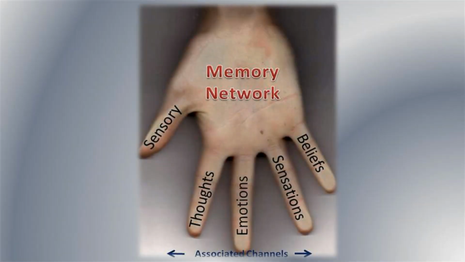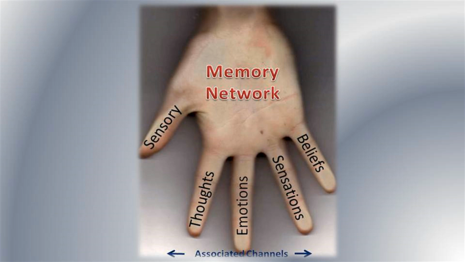Through life, we have millions of experiences. These can be stored as memories, stored in memory networks. And memory networks with similar components will link together. We can think of a memory network as looking like a hand. As you can see here, there are a number of channels, and these channels will be associated with each other.